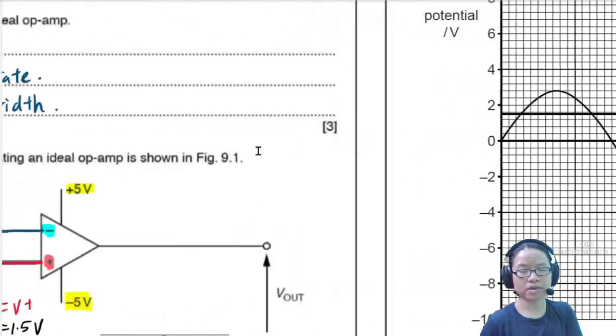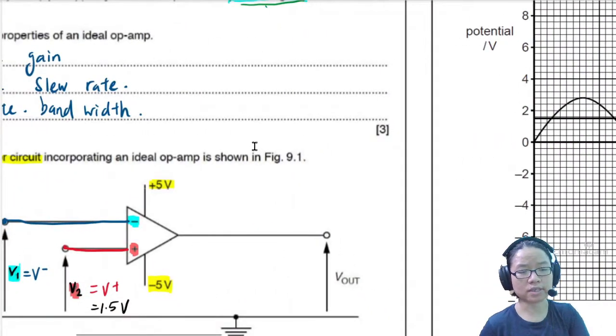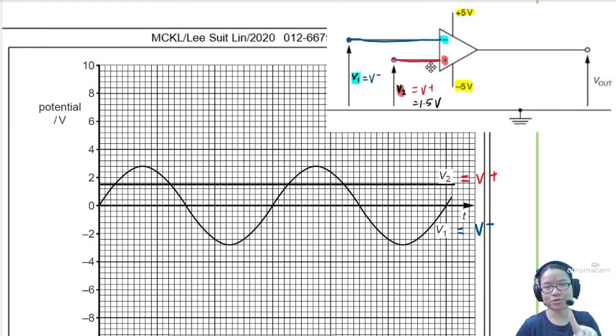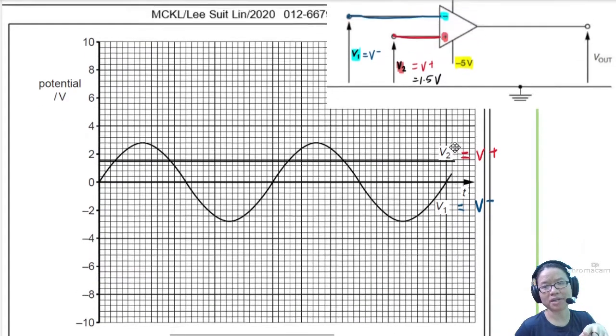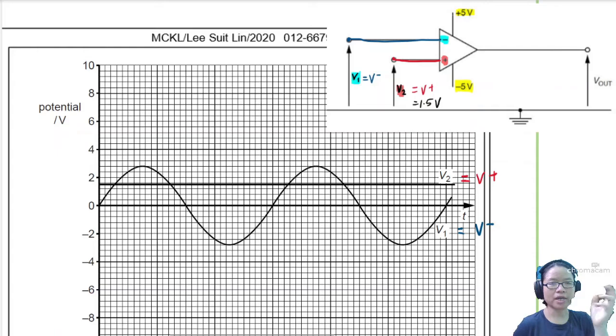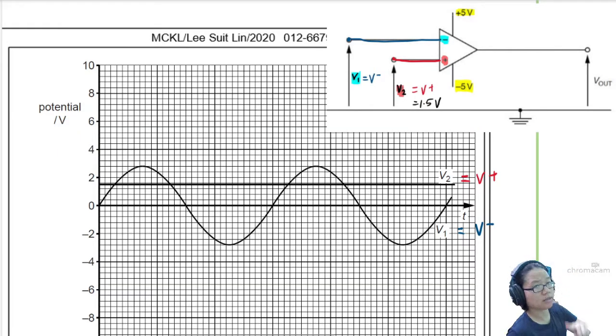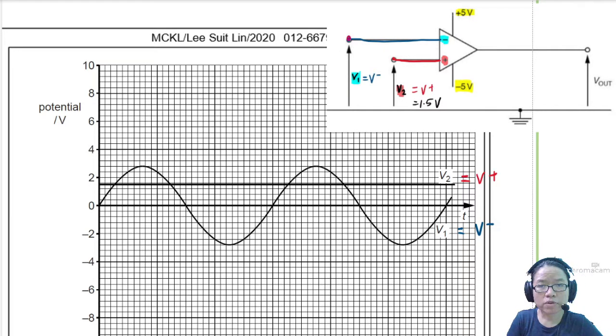I'll crop over the circuit for you. Okay, we're back. So the circuit is here, so you can check. V minus is this one. I think it will be better if I trace out the colors so it's easier for you to see, but I'm going to use a slightly different color. For this V minus, I'm going to put purple. So this one would be V1, the alternating current. I'm going to trace it out now for you.